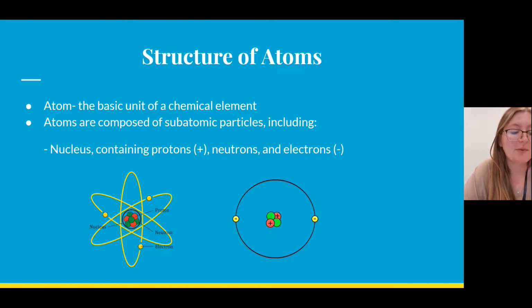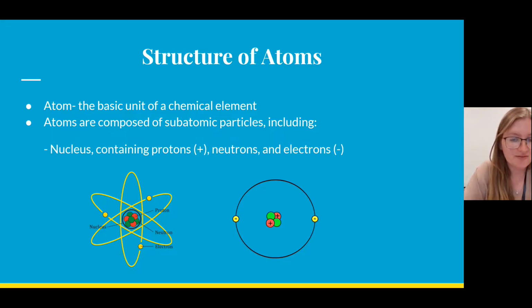Atoms consist of subatomic particles, including a nucleus, which contains positively charged protons and neutral or uncharged neutrons, and negatively charged electrons that move about in a large space surrounding the nucleus. So, where the nucleus of an atom contains protons and neutrons, electrons revolve around the nucleus and spend most of the time in specific atomic regions called electron shells.